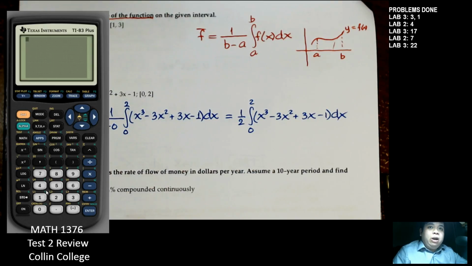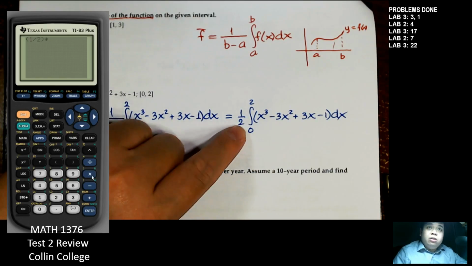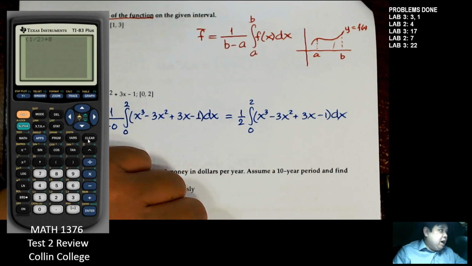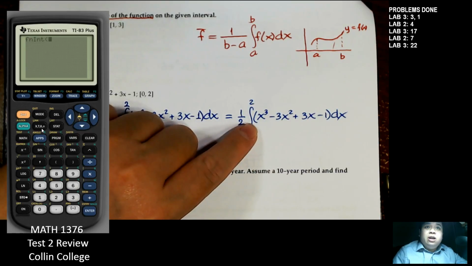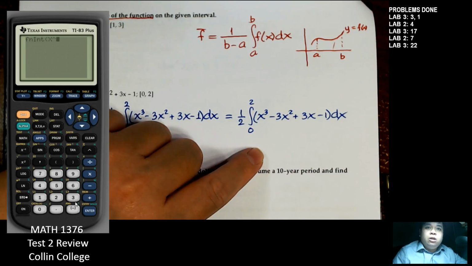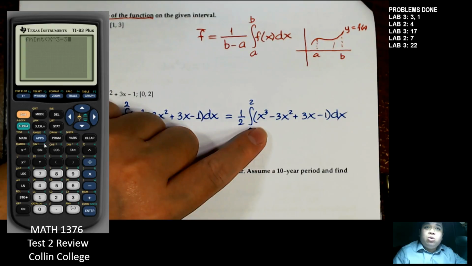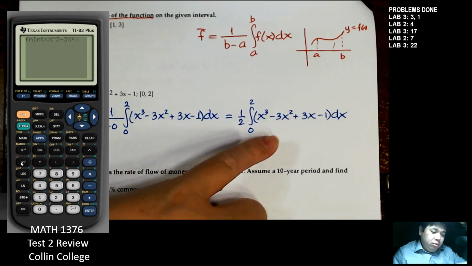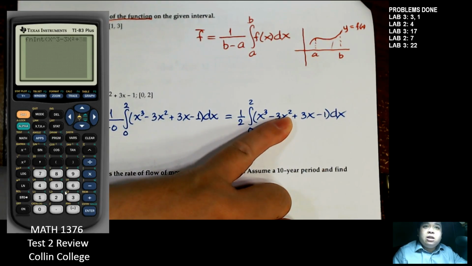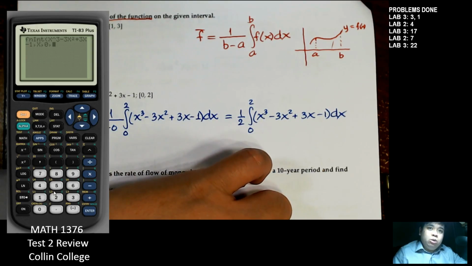So you may have 1/2 first and then the integral. Or if that's a bit complicated, we'll just do the integral first and then multiply by 1/2 later. So just the integral of x cubed minus 3x squared plus 3x minus 1, where x goes from 0 to 2.